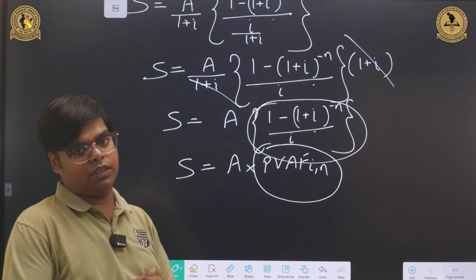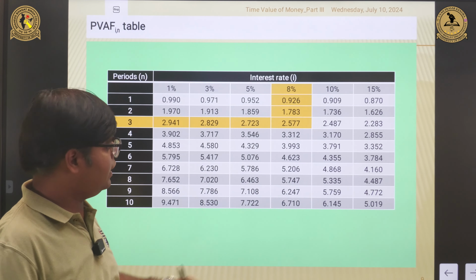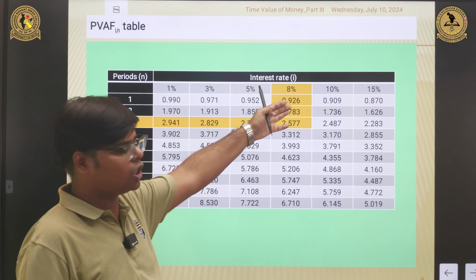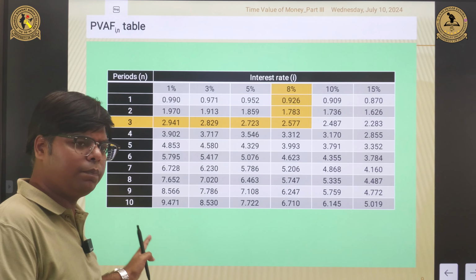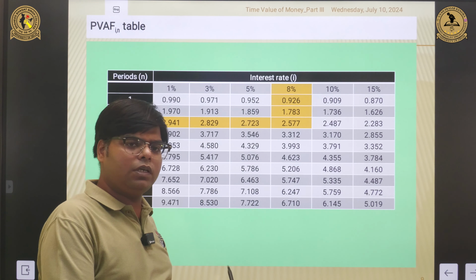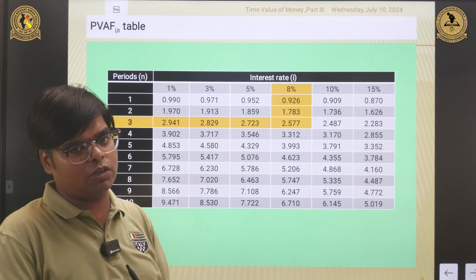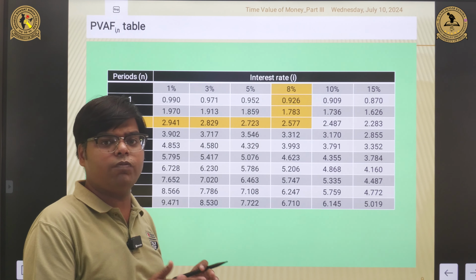So in order to avoid the mathematical computation of this part, I have used a table, which is the present value annuity factor table. Again, the PVAF table is in the form of a matrix wherein the interest rates are shown on the top side and the time period is shown on the left side. The relationship remains the same between the interest rate and present value and between the time period and the present value. This table is applicable only in case of series of equal cash flows.